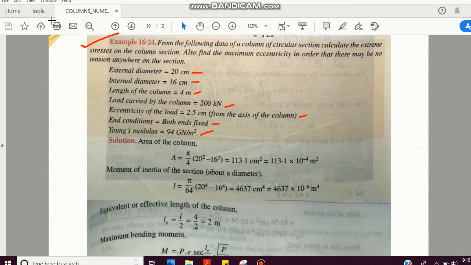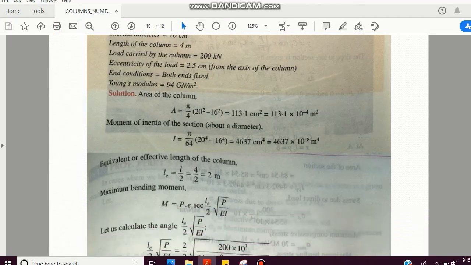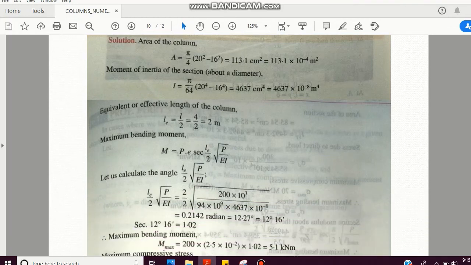So let's see the area of the column. First one, area is pi by 4 into capital D square minus small d square. Capital D is 20, small d is 16, so that becomes 113.1 centimeter square, or 113.1 into 10 to the power minus 4 meter square.